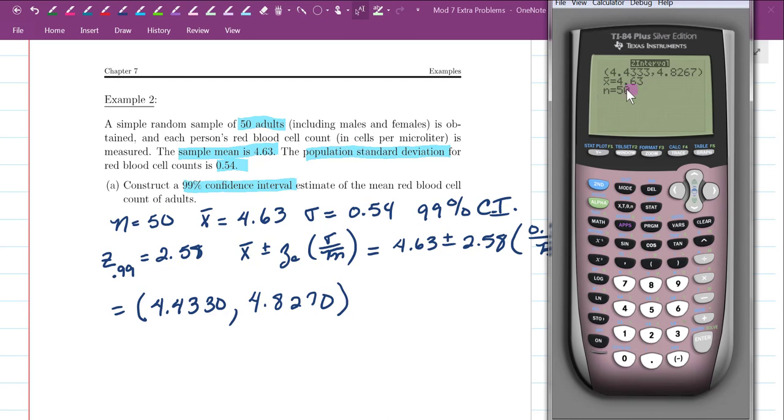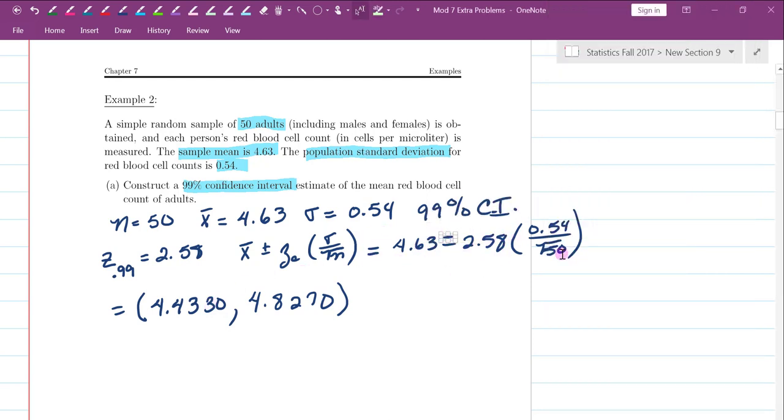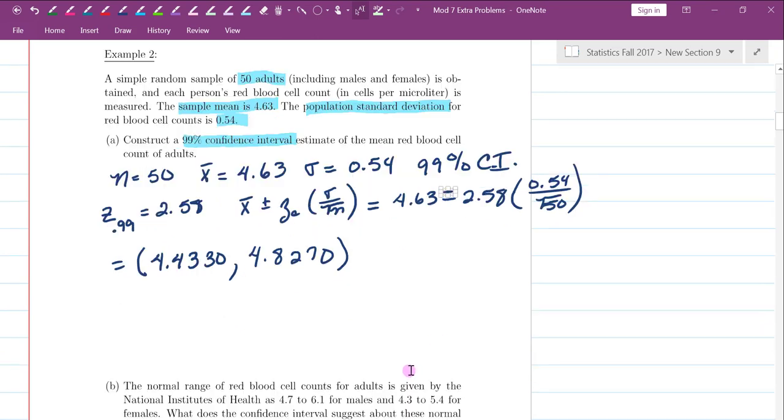And if you look, we come up with essentially the same thing, 4.4333. I'm missing an extra 3 there. That's just a rounding error. And then 4.8267. So again, that's just a little bit of a rounding error because the calculator is using a more precise Z value than what you and I are using off of tables. So if you put this answer down on your exam, or this answer, you'll get full credit either way. But I want you to write down your calculation, your equation right here. That's very important, even if you're using the calculator to help you out.